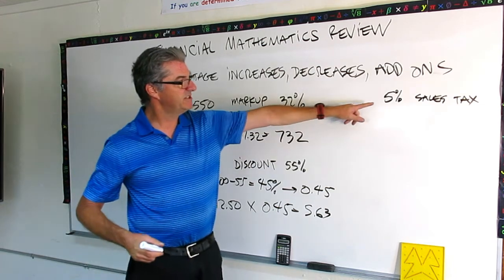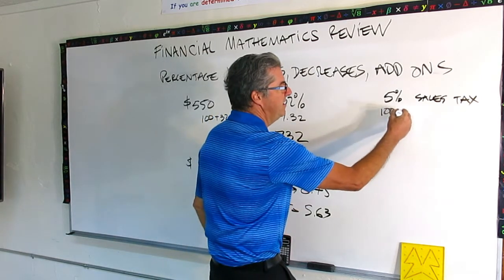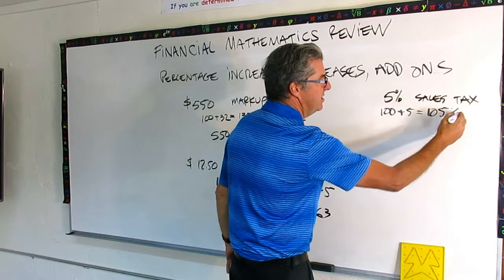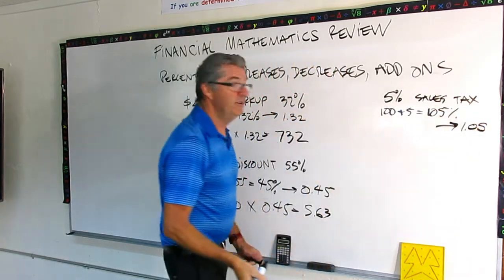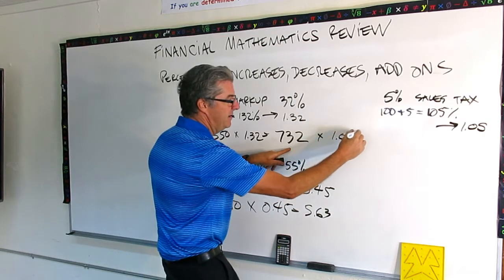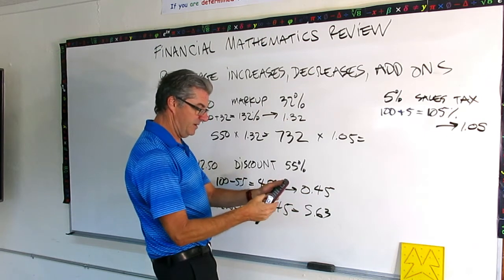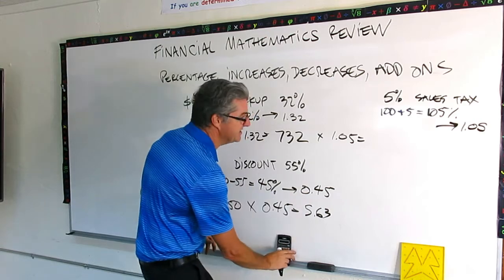So let's take a look at our sales tax. 5%, let's get the multiplier. That's 100 plus 5% equals 105%, which is going to give us a multiplier of 1.05. So now I just multiply 732 by 1.05, and that's going to give us 768.60.